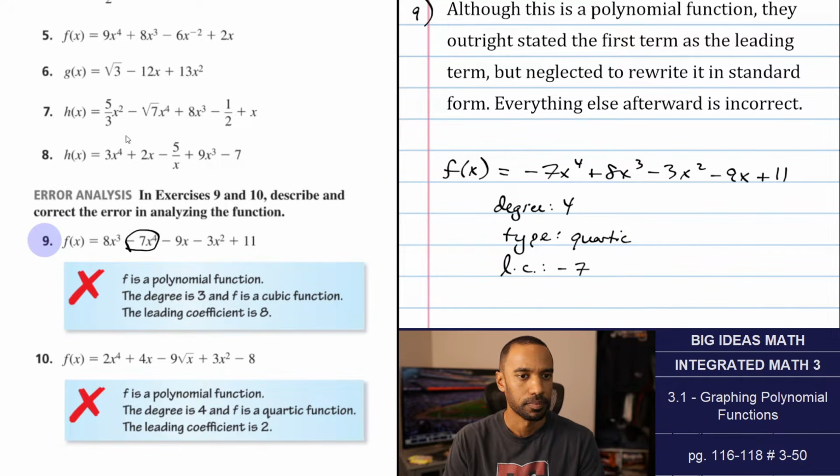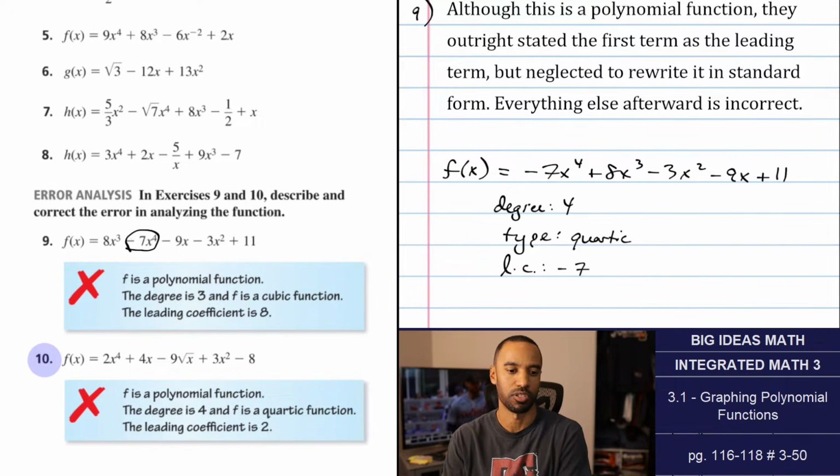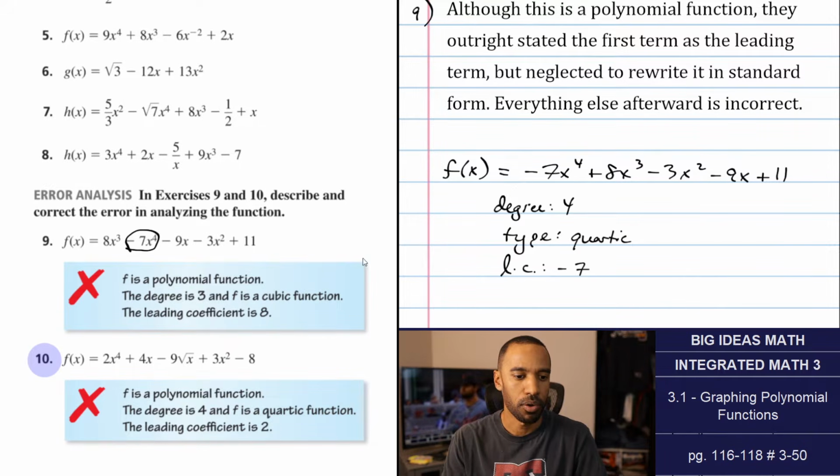Number 10. F of x equals 2x to the 4th plus 4x minus 9 root x plus 3x squared minus 8. F is a polynomial function. The degree is 4. F is a quartic function. Leading coefficient is 2. Although they didn't rewrite it in standard form, this would still have been the leading term because 4 is the highest value among these, 4 and 1 and 2 and 0, and we'll talk about this one in a second. But this still would have been the highest, therefore it would have been a quartic, and this would have been a leading coefficient.